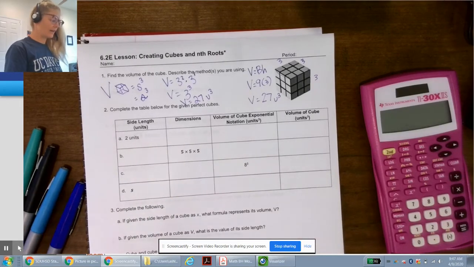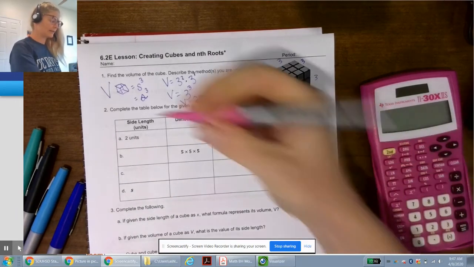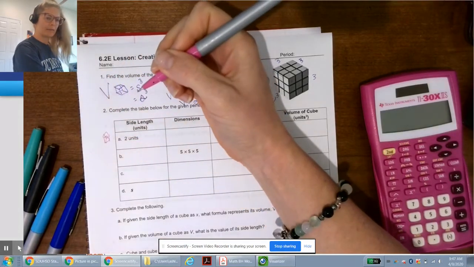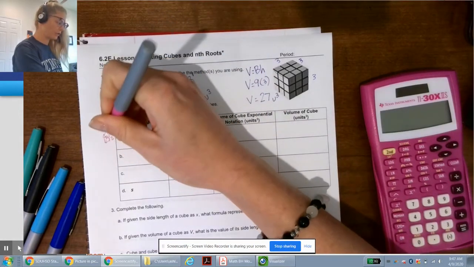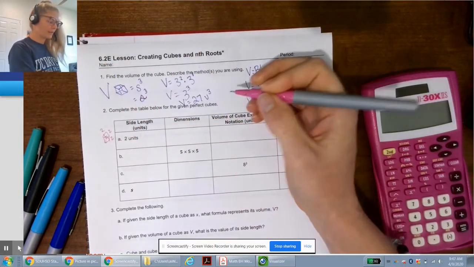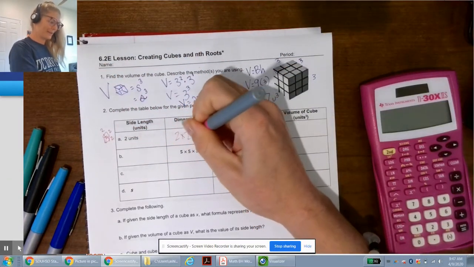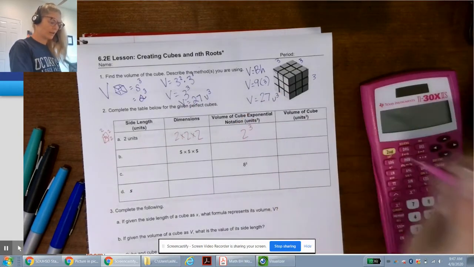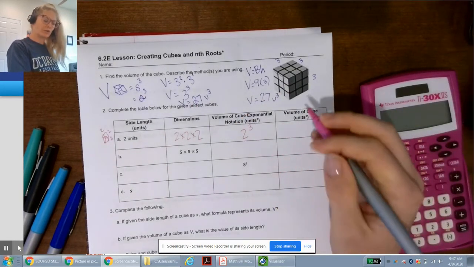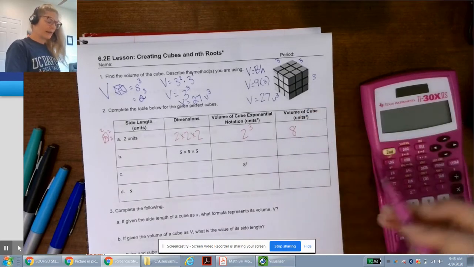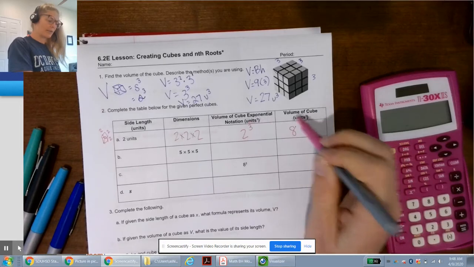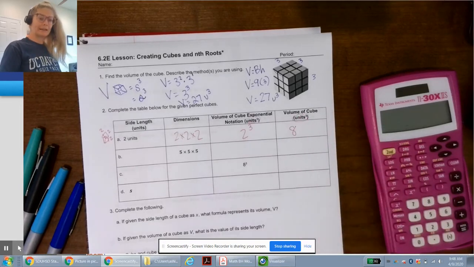So let's take a look at our first one. If we have a side length of 2 units, and sometimes if you wanted to draw a quick little picture, that might be helpful for you. 2 by 2 by 2. The dimensions are going to be 2 by 2 by 2. And the volume of that cube means it's 2 cubed. And 2 cubed, 2 times 2 times 2, is 8. And we don't have to say what the units are in this table since we put it in the top here. It makes our table a little bit clearer.